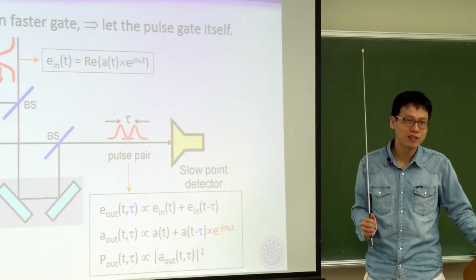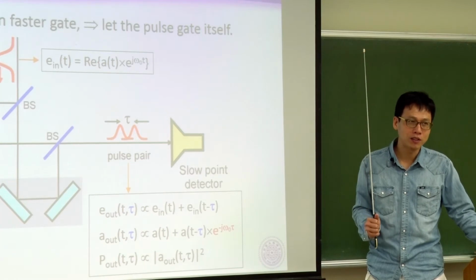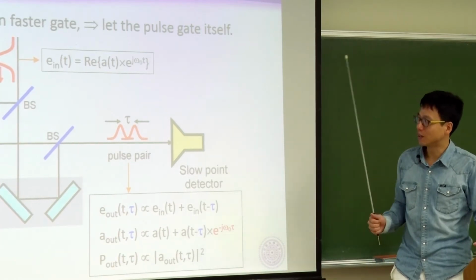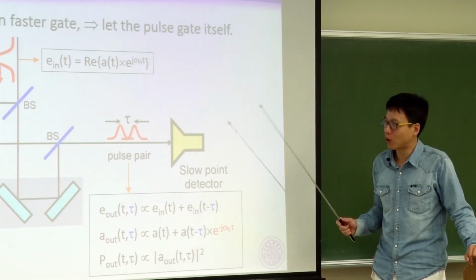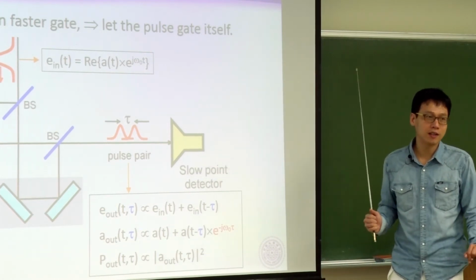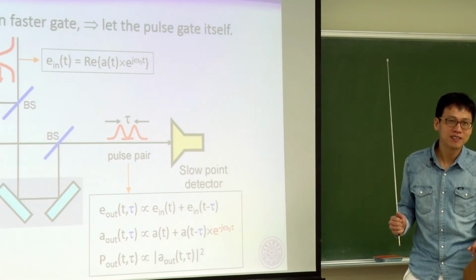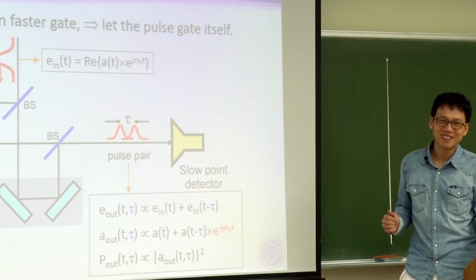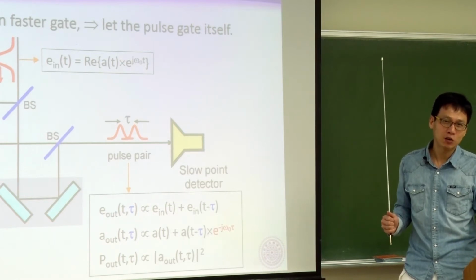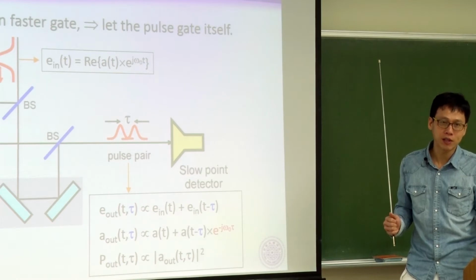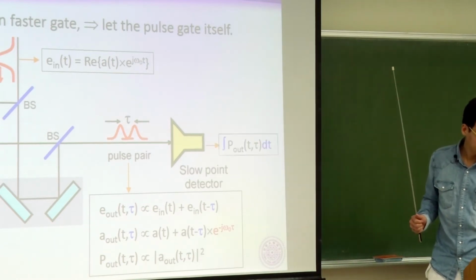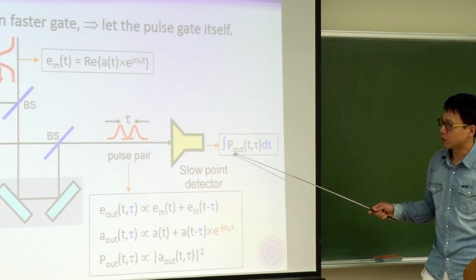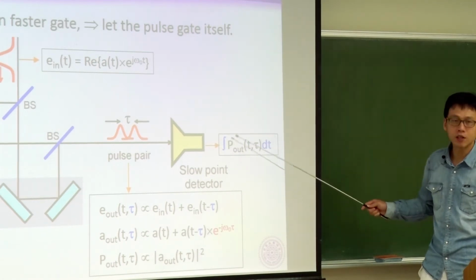Instantaneous power, right? Envelope power and average power, right? So what is the physical quantity the slow point detector can actually measure? The instantaneous one or the envelope one? Neither, right? It can only measure the average power or pulse energy. So that's it. The point detector only gives you the integration of the laser power.